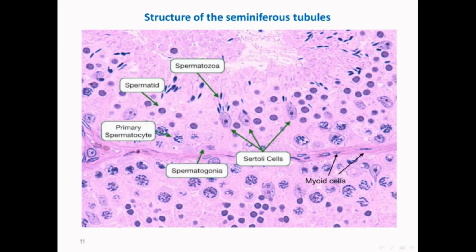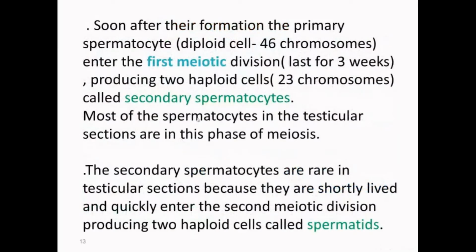These are the cells that will enter the first meiotic division, giving two haploid cells, with 23 chromosomes, the half set of the chromosomes, giving rise to the secondary spermatocytes, which are haploid cells. The secondary spermatocytes are rare because they are short-lived, and rapidly enter the second meiotic division, giving also two haploid cells, which are the spermatids.